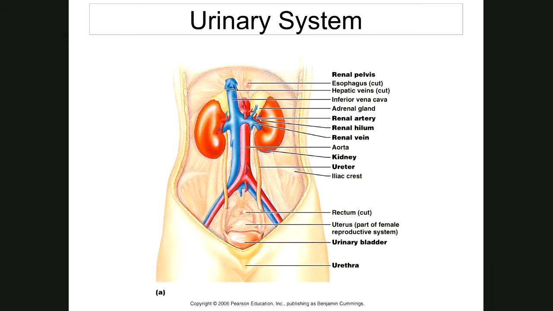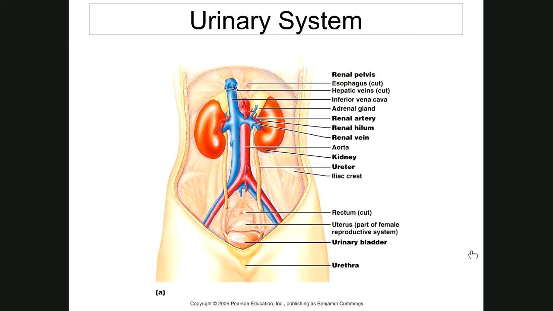The system contains two kidneys. You can see right here, let me get a little pointer out. You have a right kidney and a left kidney. Two ureters, the tubes that go from the kidneys down to the urinary bladder, and one urethra. Females about 1.5 inches, males around 6 inches.